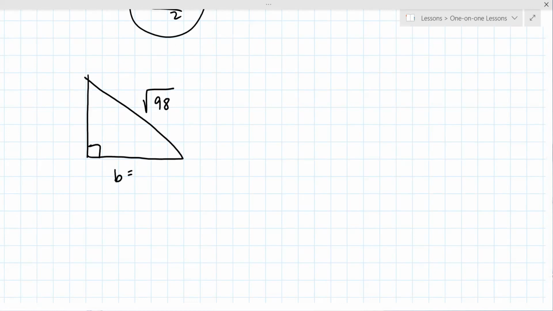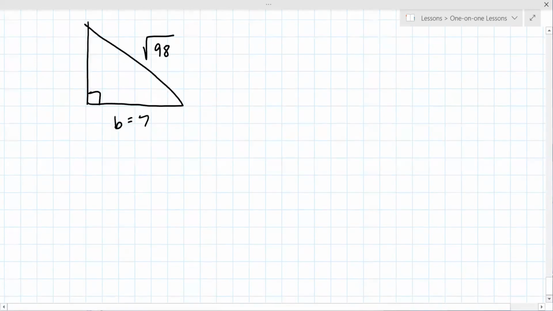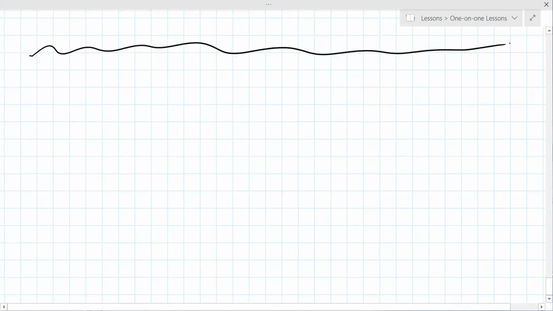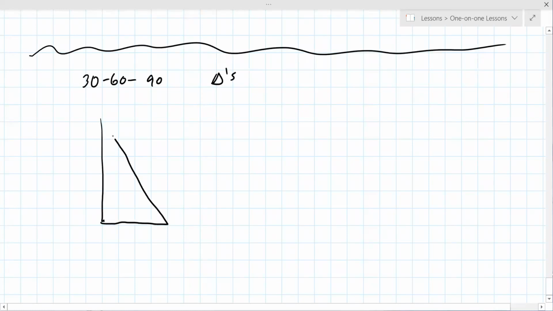Is it just 7? It is. B is 7? It is. Okay, so let's move on to 30-60-90 triangles. The reference triangle is super critical. There are a lot of ways you can draw it. What's key is that there is a short leg, a long leg, and a hypotenuse. The hypotenuse is 2x, the long leg is x root 3, and the short leg is x.